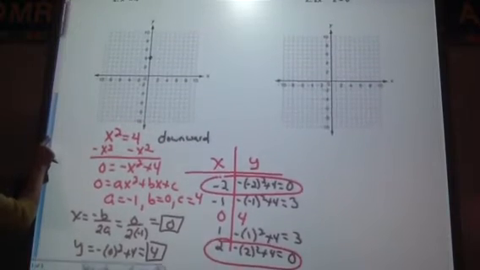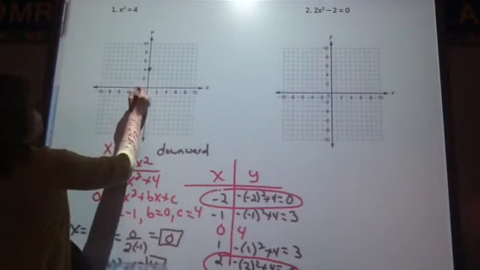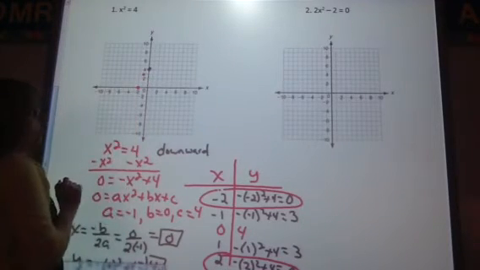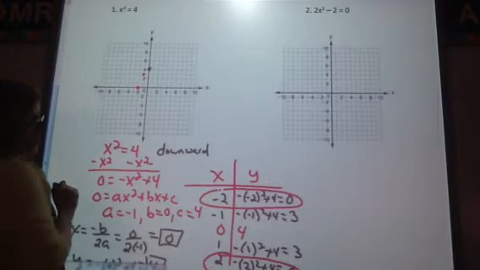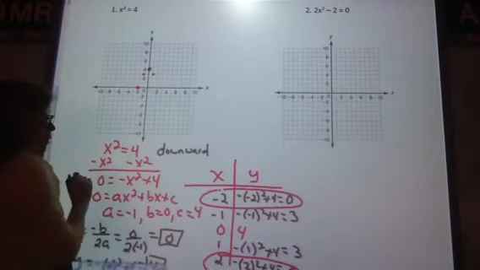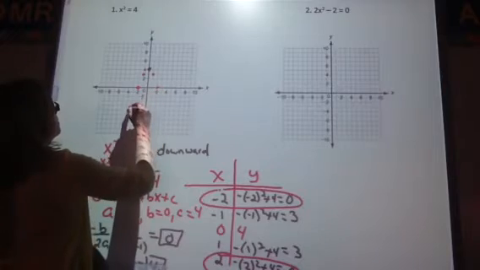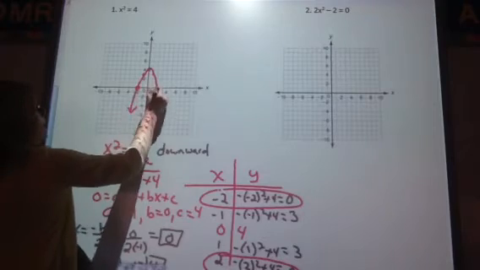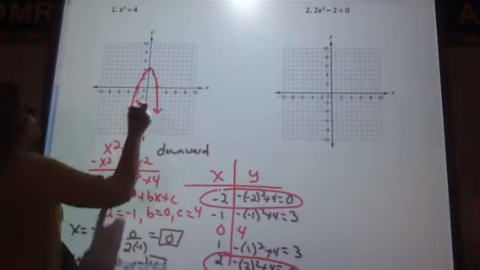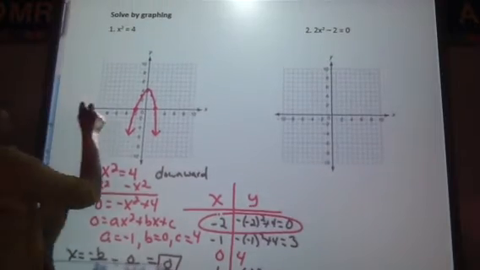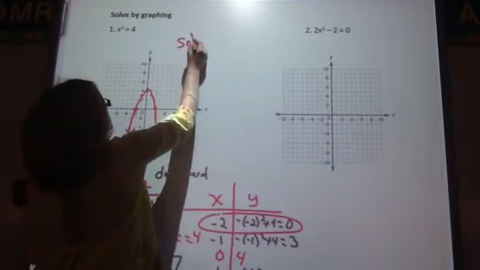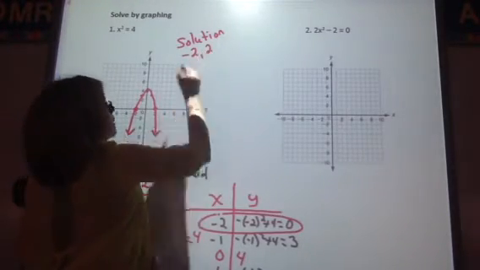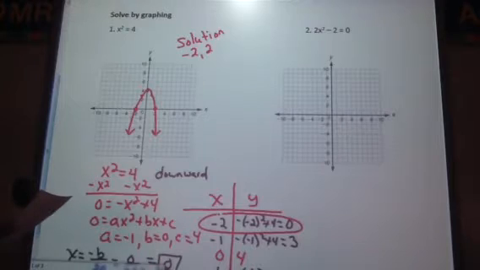So let's go up here and graph this. So we have (-2, 0). We have (-1, 3). We have (0, 4), it's already up there. That's our vertex. We have (1, 3). And we have (2, 0). So there's our parabola. And right here is our solution. So our solution is -2 and 2. We have two solutions there.